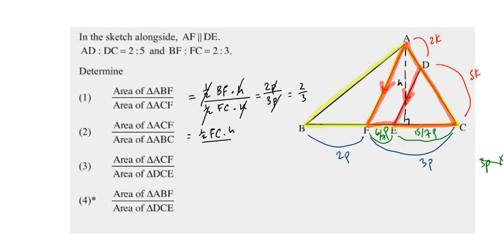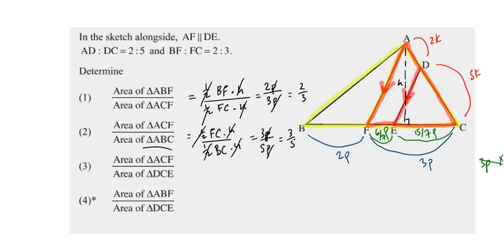So we have BC there. Half of BC, guys. Half of BC multiplied by height. What happens? Height cancels height. Half cancels half. FC is how much? FC is 3P. How much is BC, by the way? It's 2P plus 3P, which is what? 5P. So simply we get 3 over 5. Easy stuff.